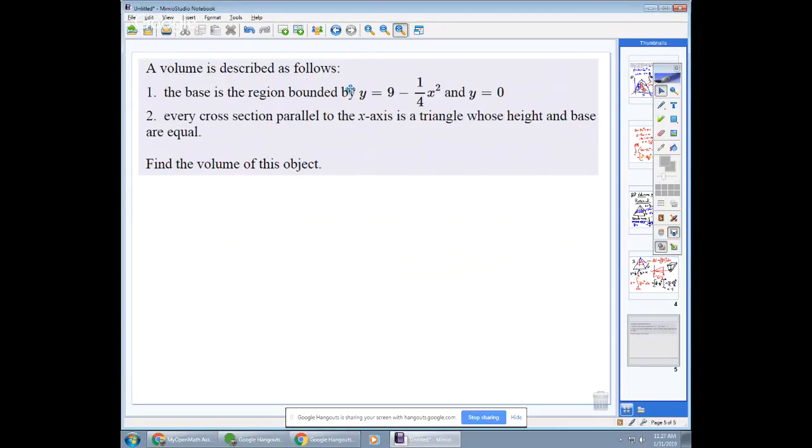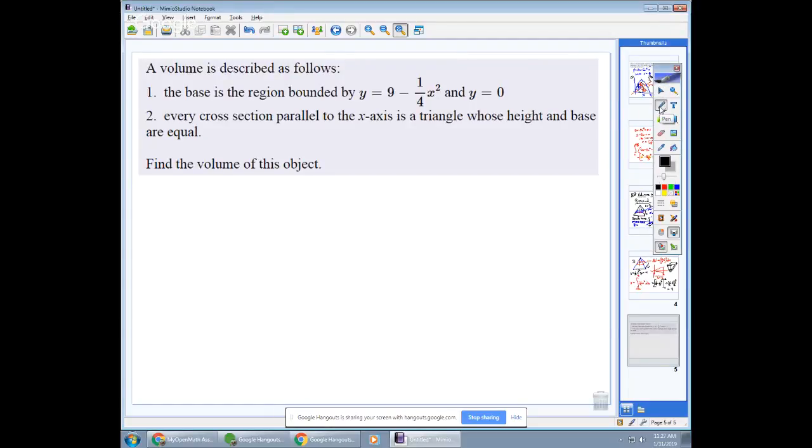So step 1, feels like a graph logic problem. This is the base of our object right here. So we need to graph our base. So instead of having a square base or a circular base, we have a parabolic base. Awesome. How does that work? Graph it. I'll show you, and I'll try to draw it. All right.